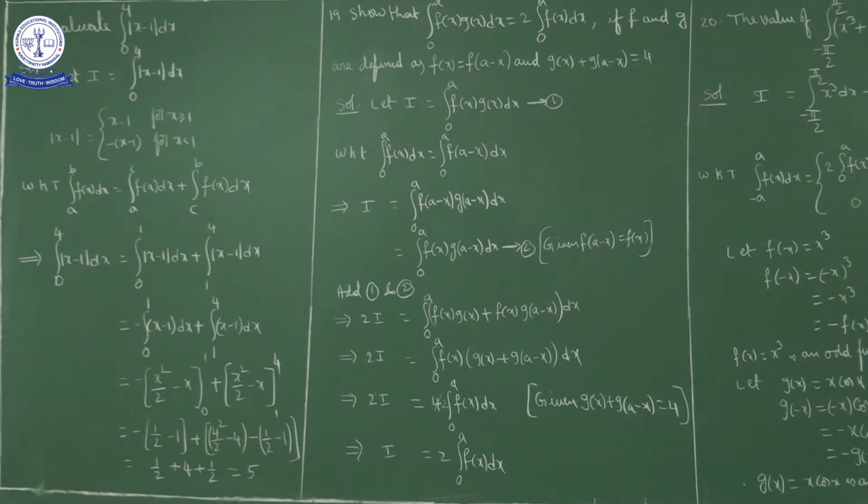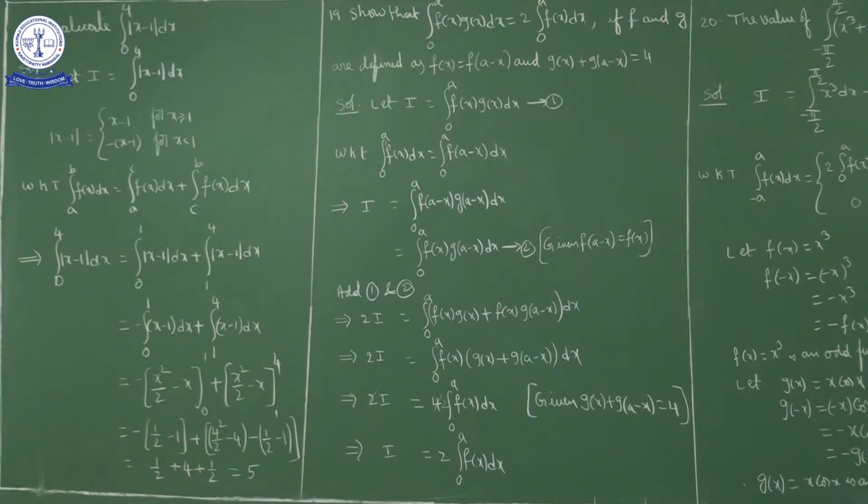For example, if you have a question like integral 0 to 4 modulus of x minus 2 dx, in such a case the definition of the function will change at 2. So in such a case, what will I write? Integral 0 to 2 plus 2 to 4. Here we have integral 0 to 4 mod x minus 1 dx, so I'll split it into 0 to 1 and 1 to 4.